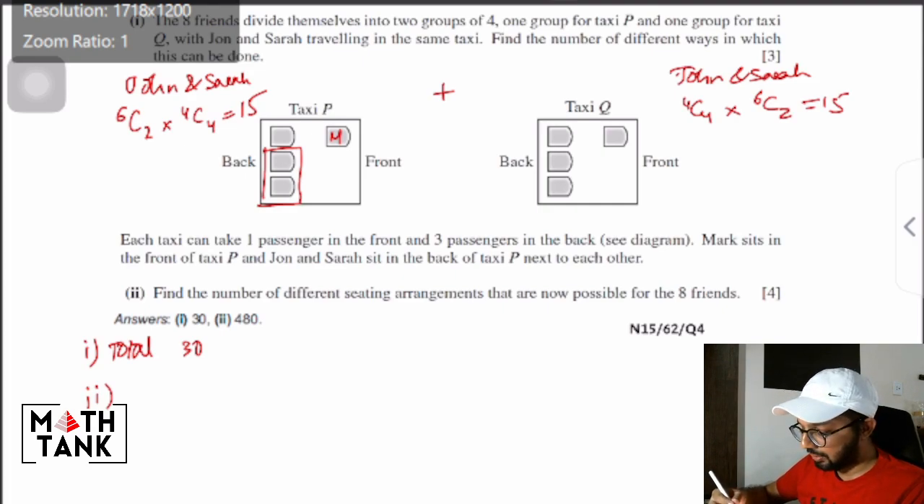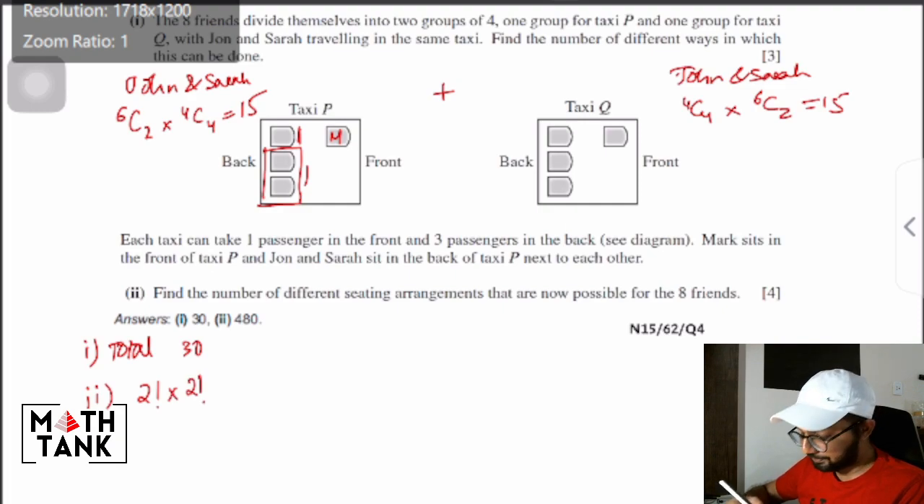Okay, so let's talk about taxi P first. The first seat is taken. The back row consists of two dashes. If you see them vertically, I've drawn the dashes vertically this time. So I'm going to say that two elements are being arranged. One is the seat on its own, and the other is John and Sarah sitting together on two seats next to each other. But John and Sarah can shuffle between themselves as well.